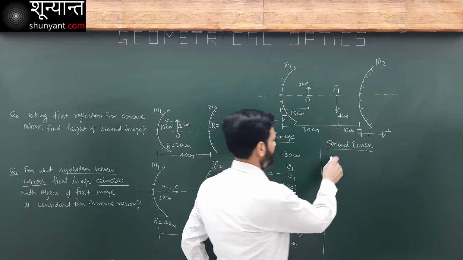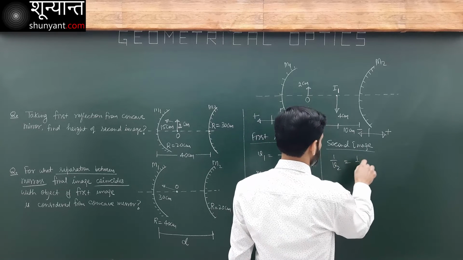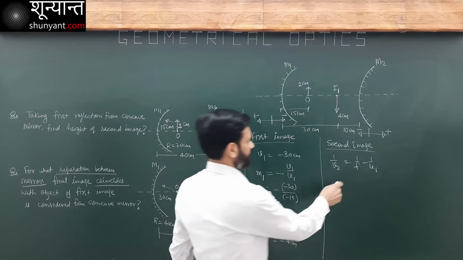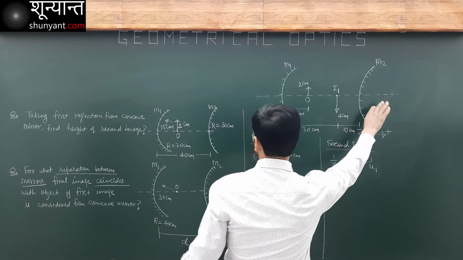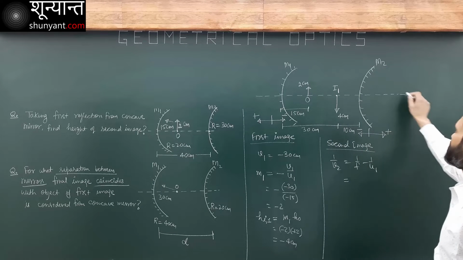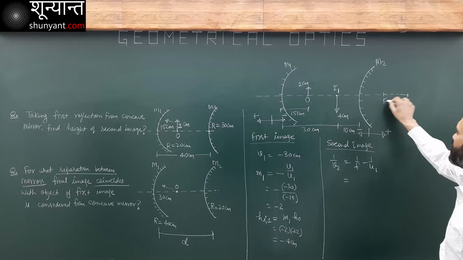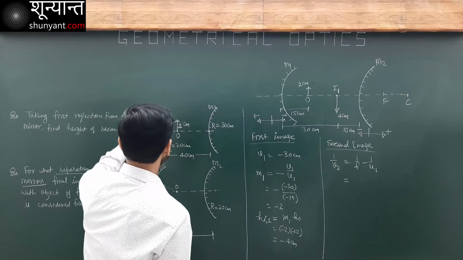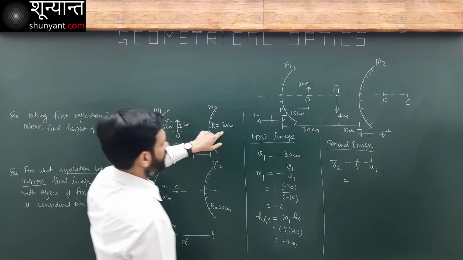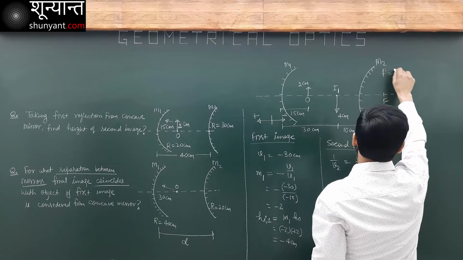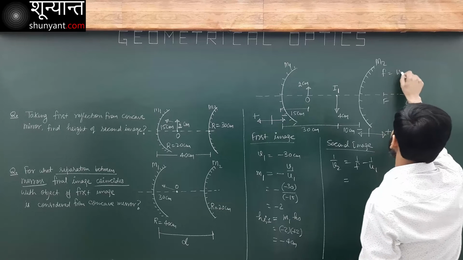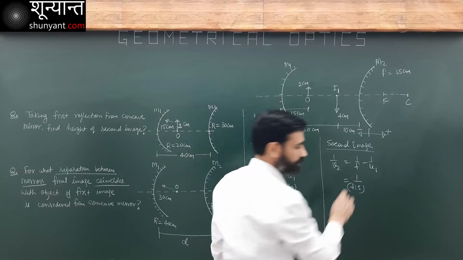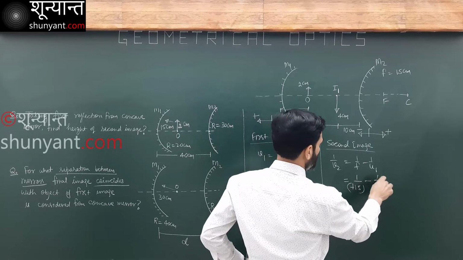Now let's apply the formula. 1 over V2 is 1 over f minus 1 over U2. Now for this mirror, focal length is positive. You see, this is a spherical mirror. Its center is going to be somewhere here, focus will be somewhere here. This focal length is 30 centimeter. This f is 15 centimeter. It is going to be equal to 1 over plus 15, focal length is plus 15, minus 1 over minus 10.